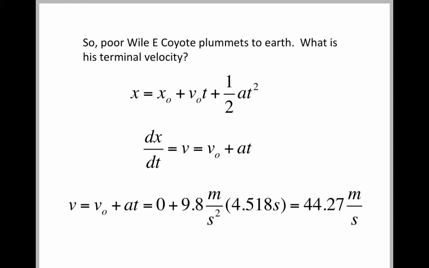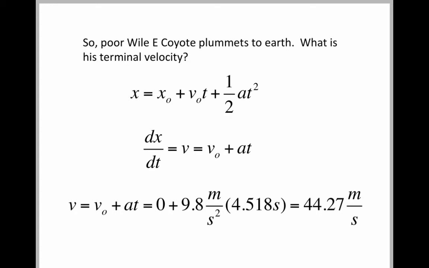So the original question was, what was his terminal velocity? So, I ought to be able to go ahead and take my governing equation for motion and take the derivative of that. So when I take the derivative of x with respect to time, this term drops out. This is time to the first power, so it reduces down to just v naught. And 2 times 1/2 gives me my at.